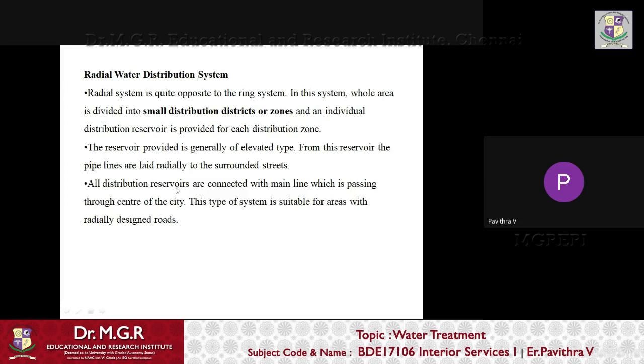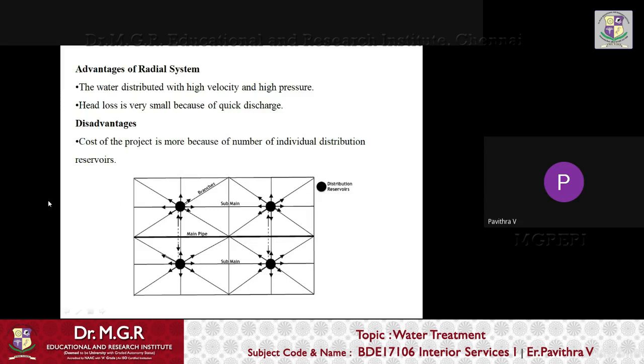So all distribution reservoirs are connected with the main line, which is passing through the center of the city. This type of system is suitable for areas with radially designed roads. So this is the one I am talking about.